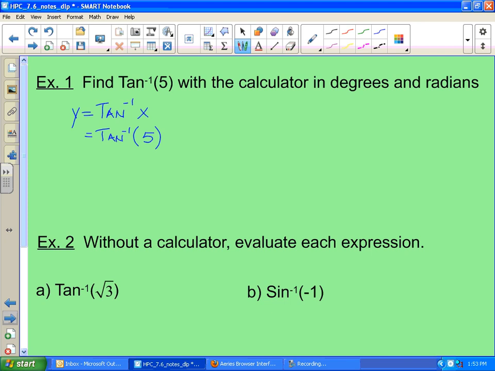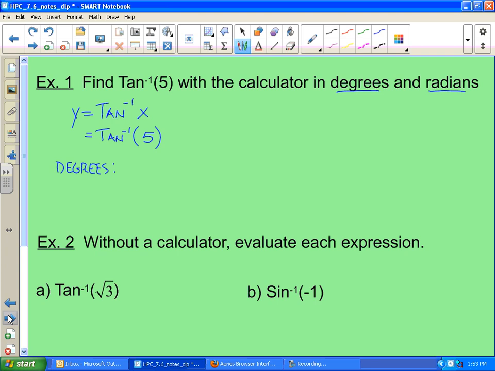Does a ratio have any units attached with it at all? Nope, no units. So if I'm supposed to find my answer in both degrees and radians, what do you think I need to do with my calculator? Switch them. So let's find it in degrees first. The calculator is going to tell you, in degrees, if I have a ratio of 5, meaning I had a y of 5 and an x of 1.